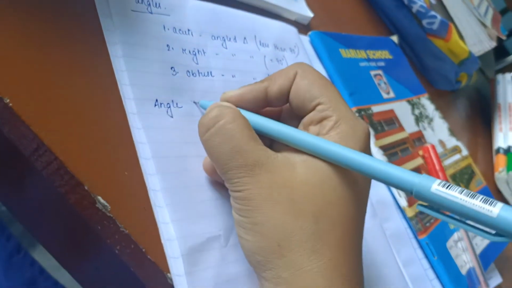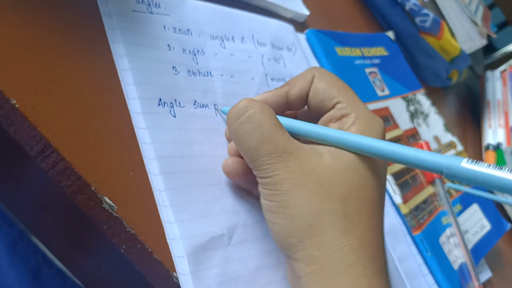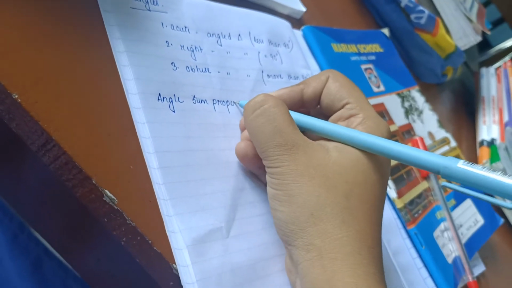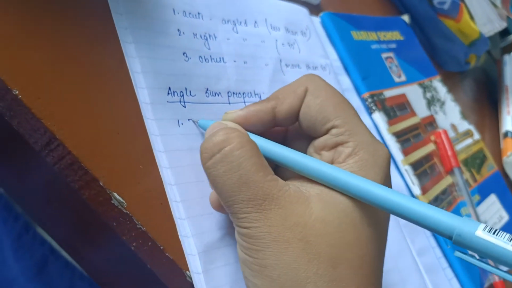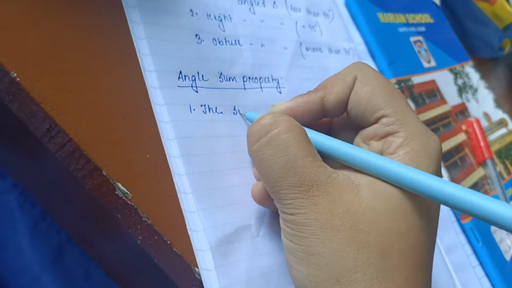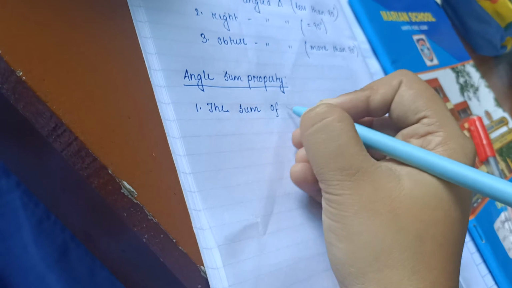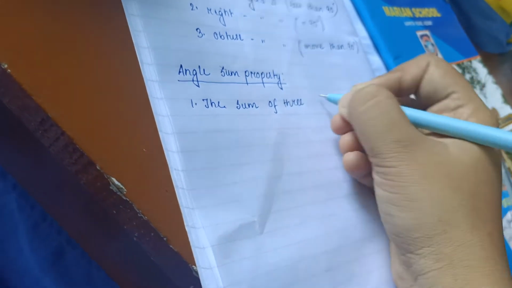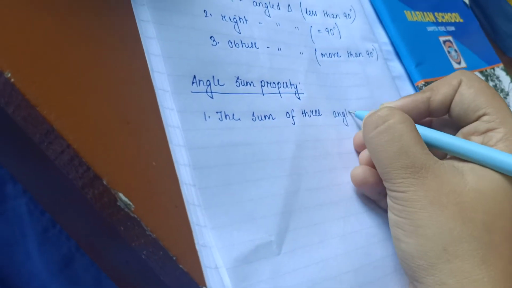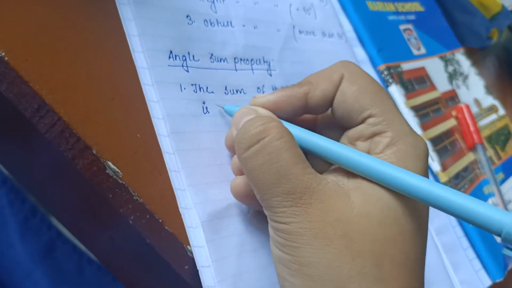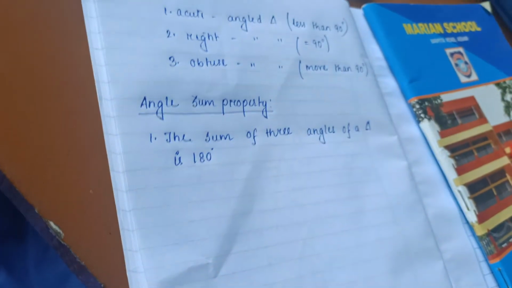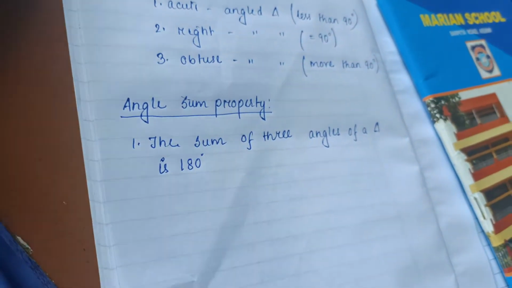Angle sum property of a triangle. This property is very important, students. It is said that the sum of three angles of a triangle is 180 degrees. The sum of three angles of a triangle is 180 degrees.